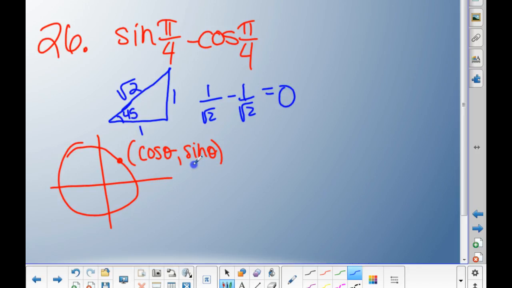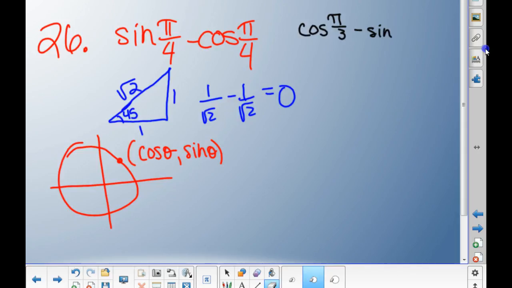Unfortunately, the one on the quiz I don't think is quite that easy. Great. So let me do a different example. If it said cosine of pi over 3 minus sine, no, let me leave it cosine.